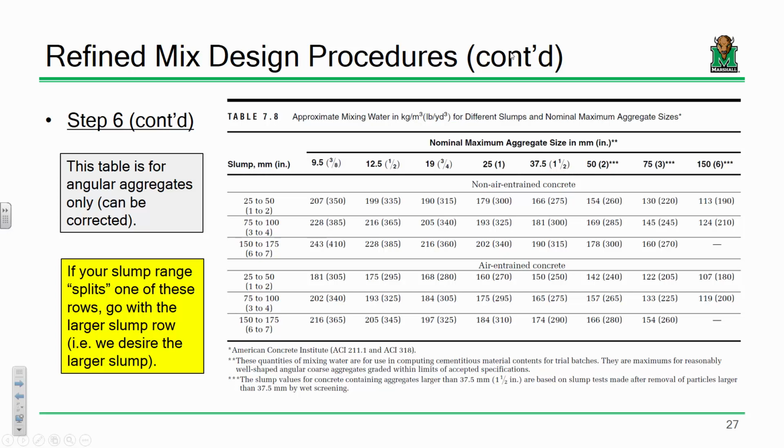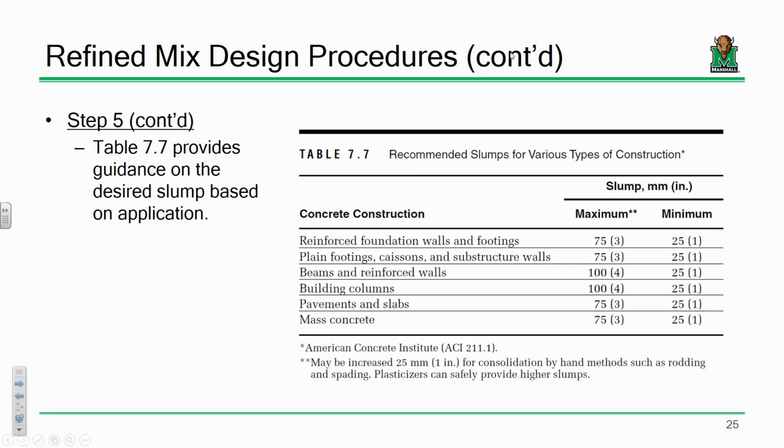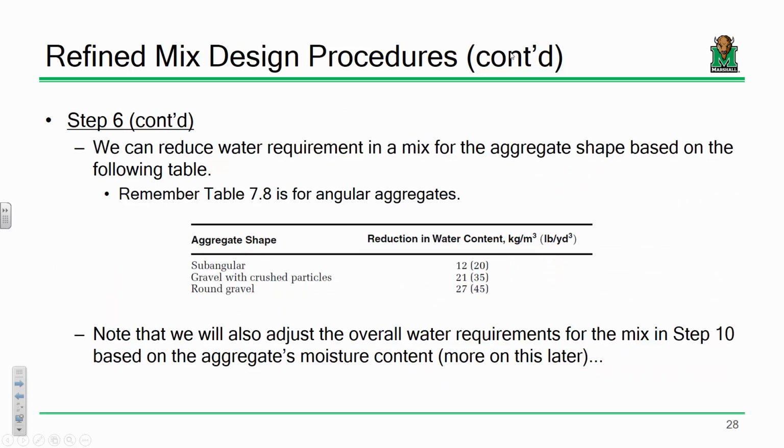Okay? This one's also kind of important. If your slump range splits one of these rows, go with the larger slump. So for instance, you might look up a beam in a building and your slump range is 1 to 4 inches. So do you use the 1 to 2 or the 3 to 4? Go with the 3 to 4. Go with the larger slump. In general, we typically desire the larger slump because larger slump is going to mean increased workability, and that's going to be a desirable property for our mix. Everybody okay with that? Just something to keep in mind. That's going to happen on our design example, so just keep that in mind.